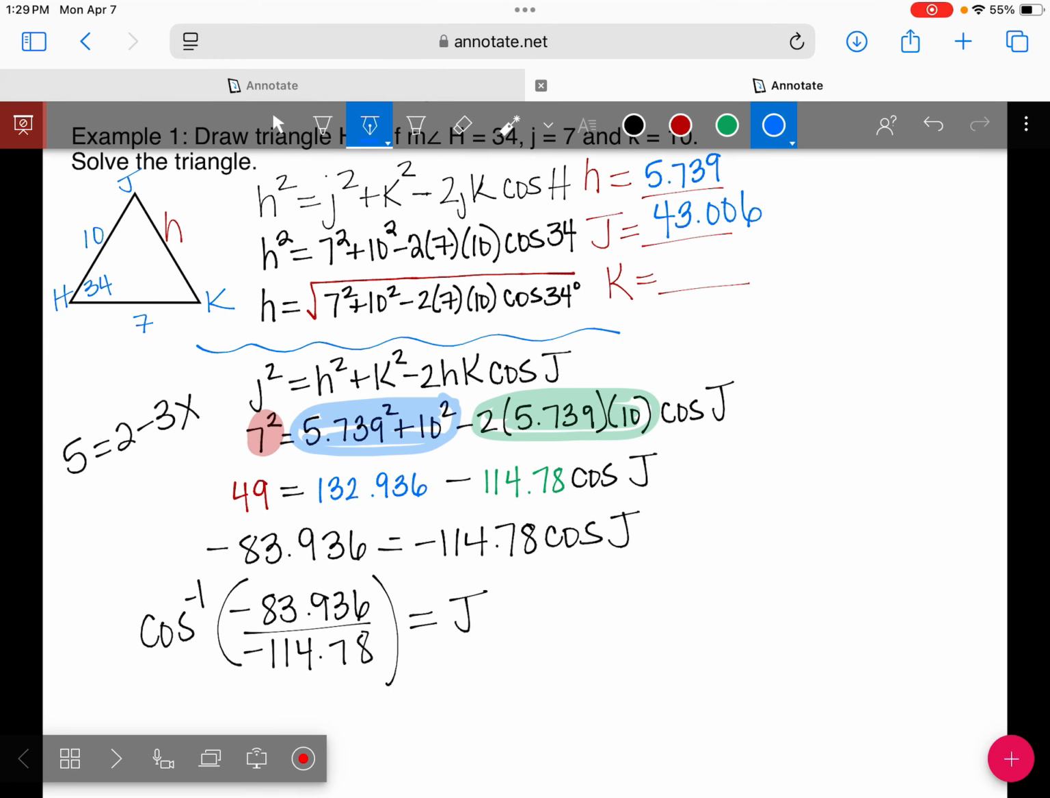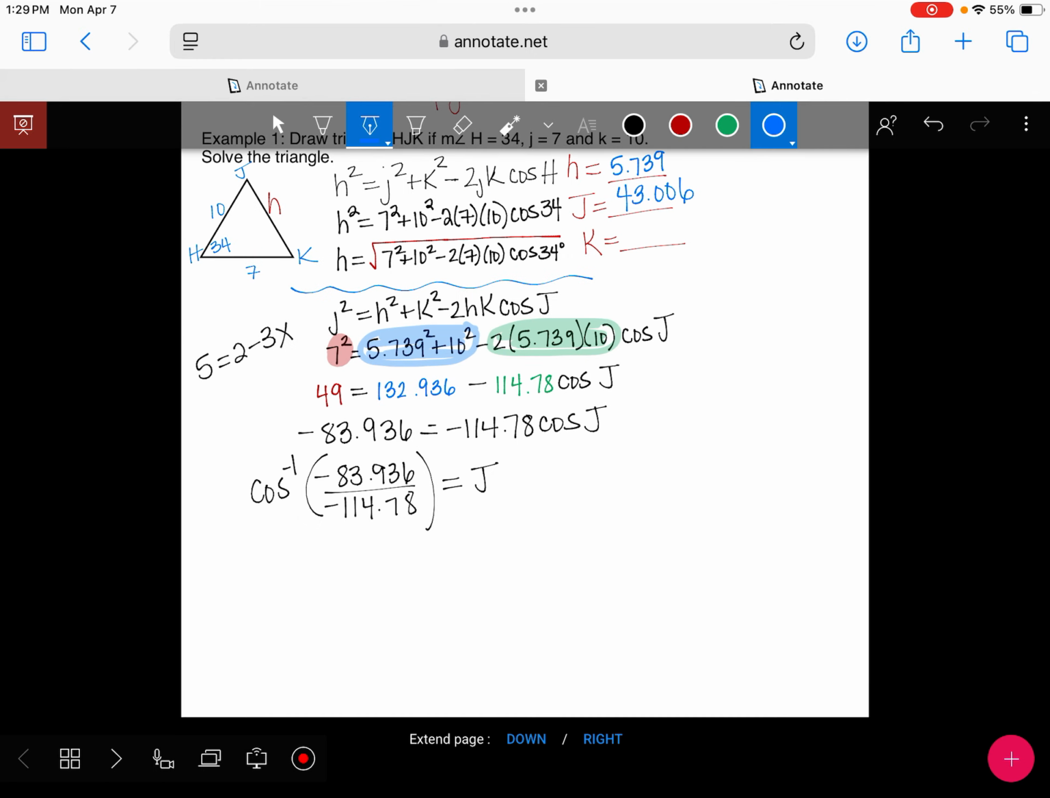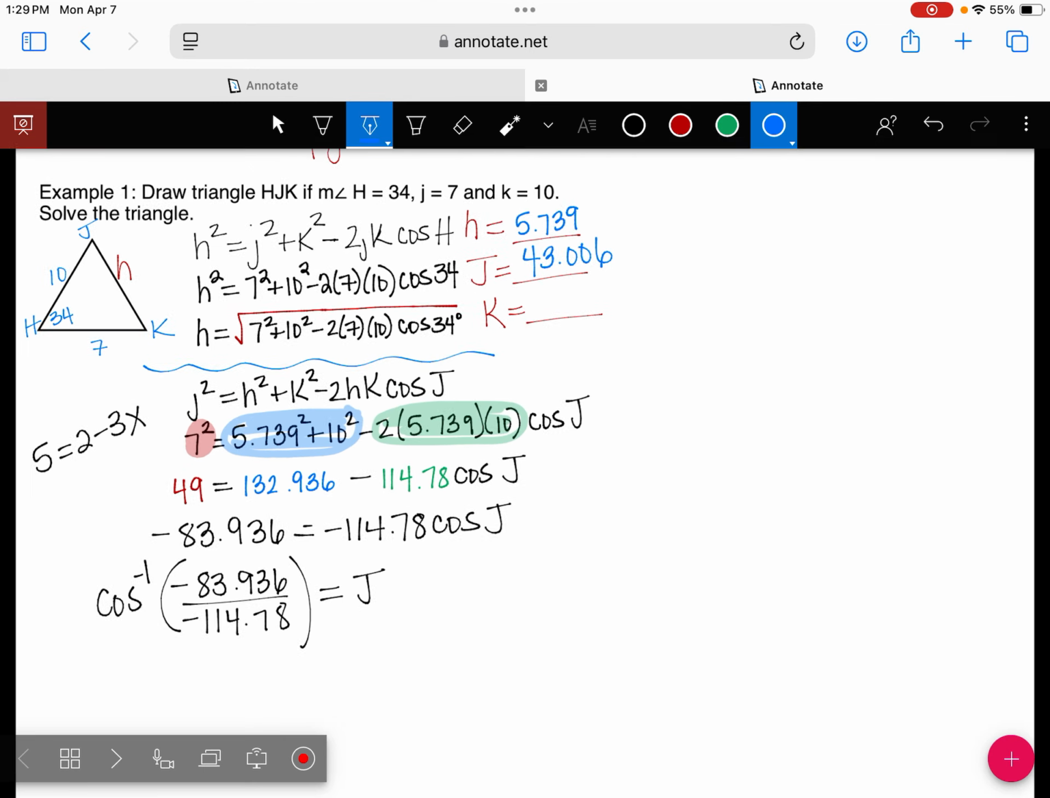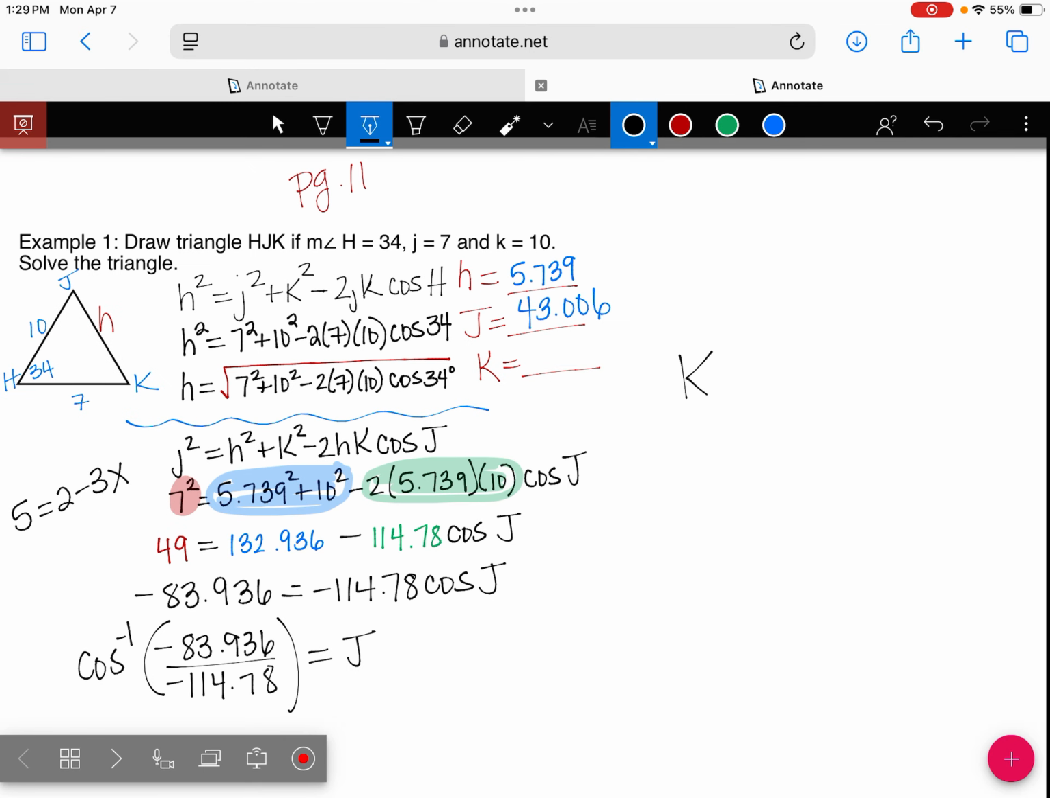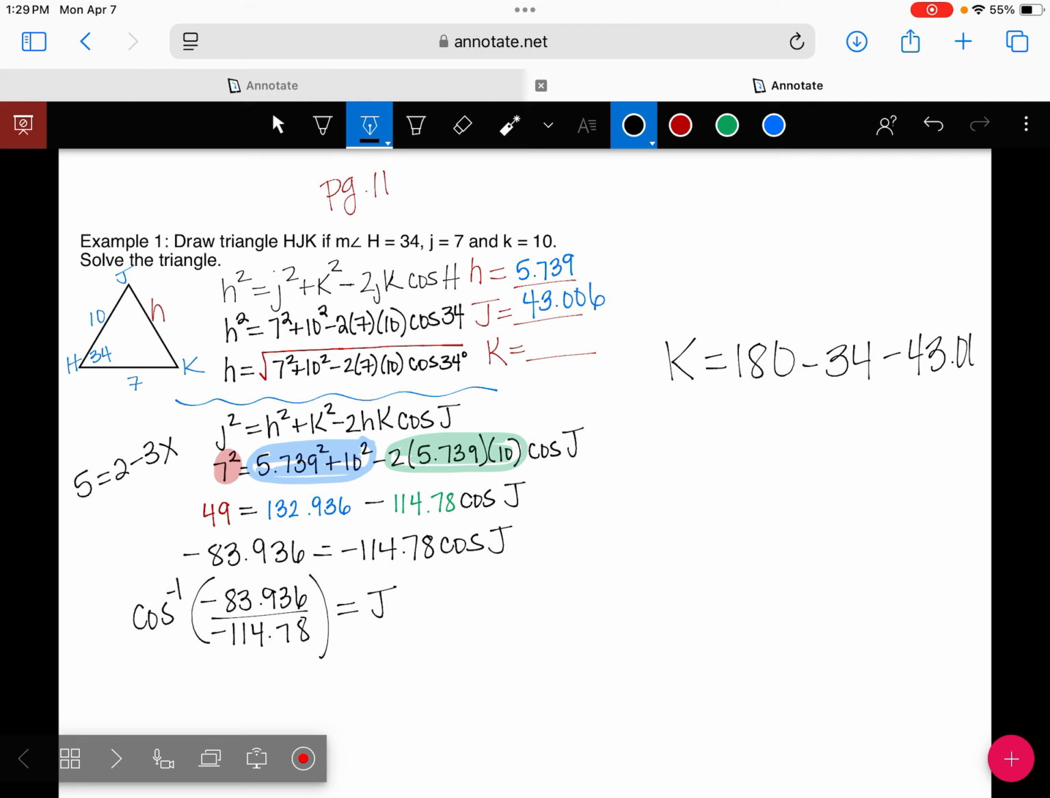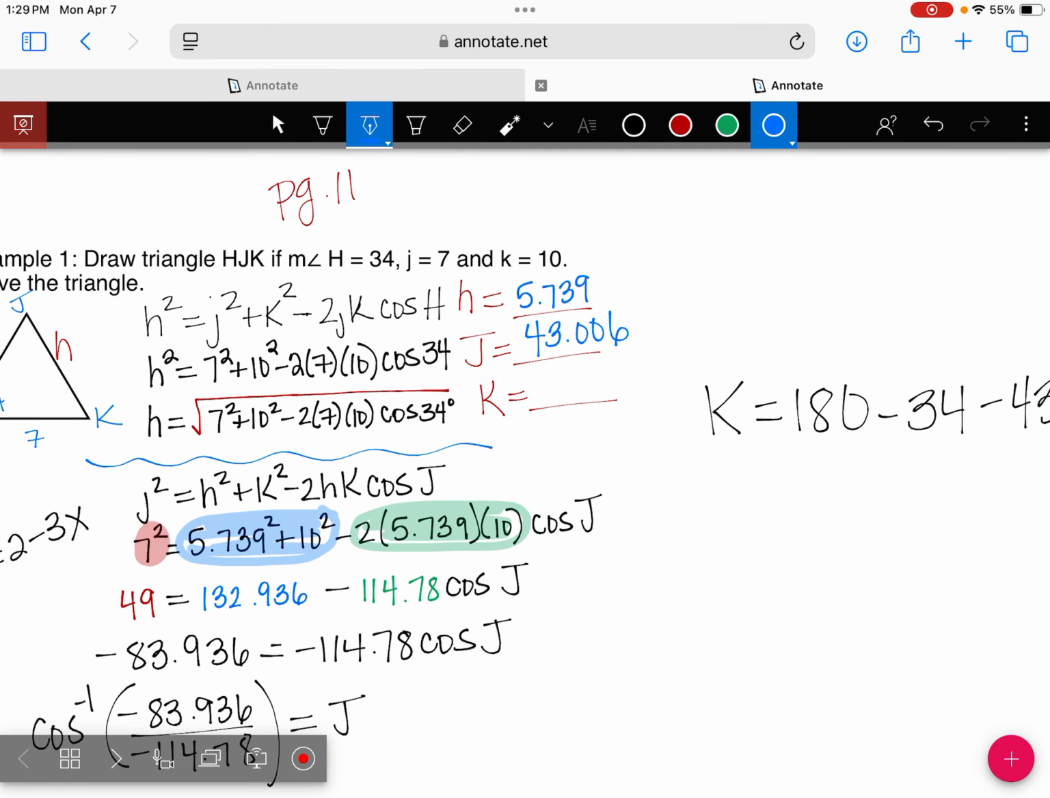All right, so now, how can I find the last one, K? Add both and subtract 180. Yep. So we know that for my last angle, which is angle K, is going to equal 180 minus angle H, which they told us is 34, minus angle J, which we figured out is 43.006. So type that in your calculator. And if you did it correctly, that should give you 102.994.